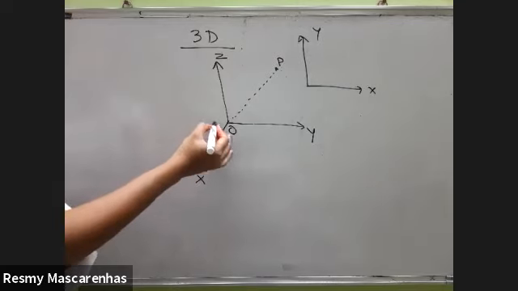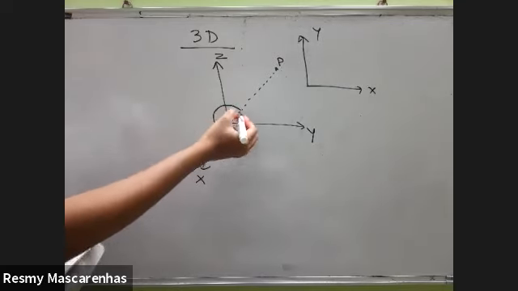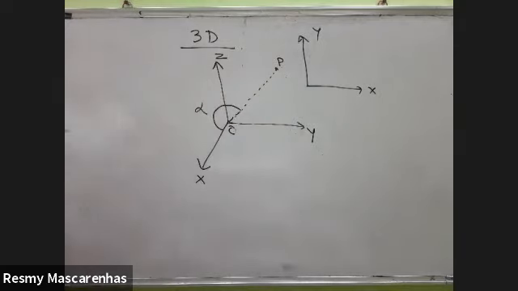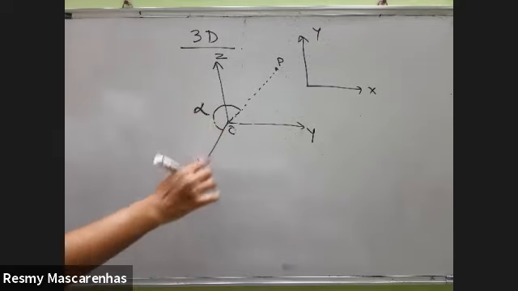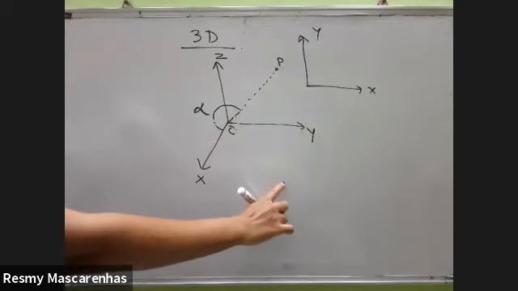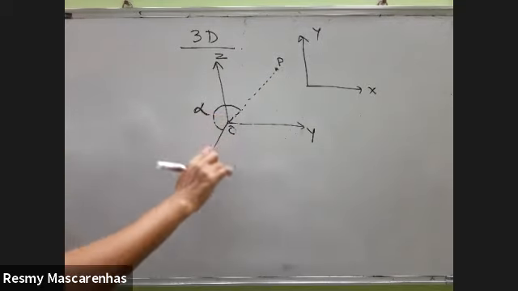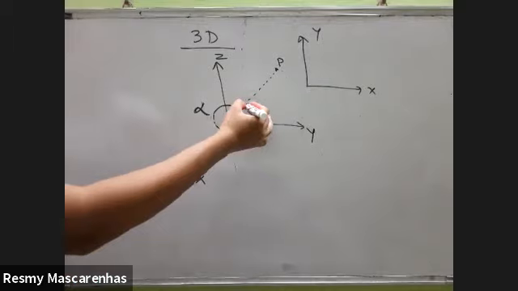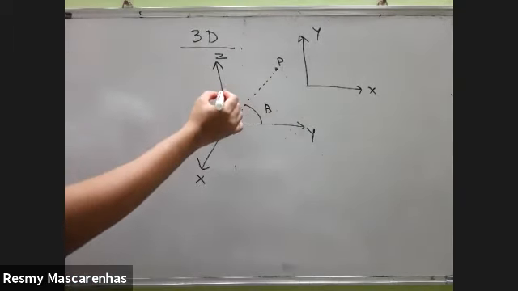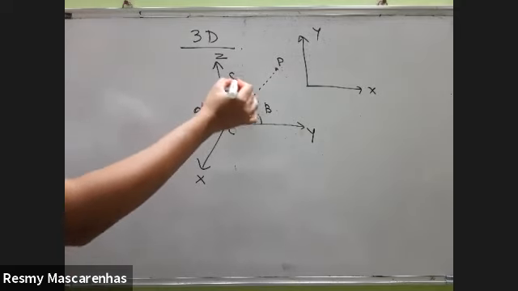The angle which the x-axis makes with this point P is called alpha. Just extend the line and take it to this point. Alpha is nothing but the angle which the x-axis makes with the point P. This is a random point P; you could take it here also, and accordingly the angle would be different. Now the angle with the y-axis is beta, and with the z-axis is gamma.